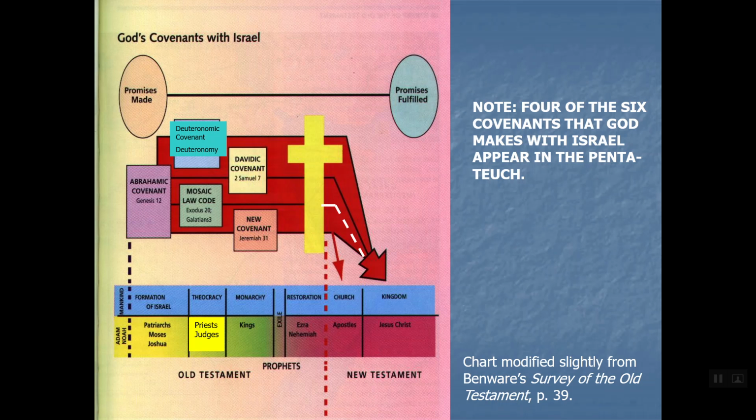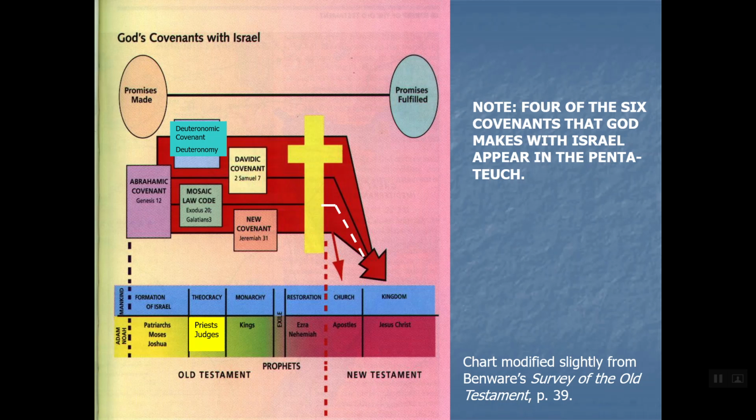I have made a few modifications to this chart, just slight differences that I have with Benware and some of the things he says. The most significant of which, he has the Mosaic Law Code there stopping at the cross. And I understand what he's saying there. It's true that it stopped in the sense of once the church came into being at Pentecost, we weren't under the law. The people of God was not subject to the law the way that the nation of Israel is.